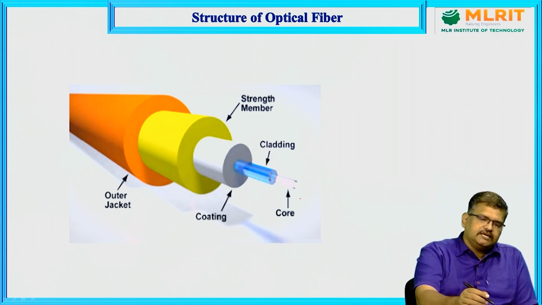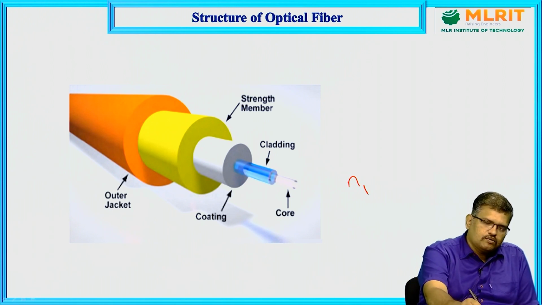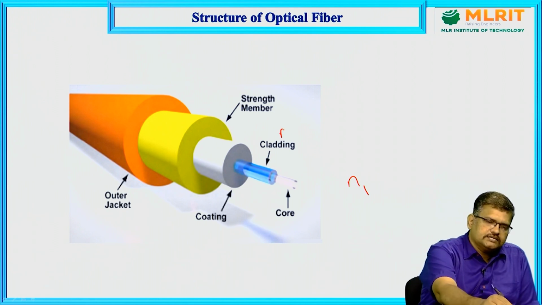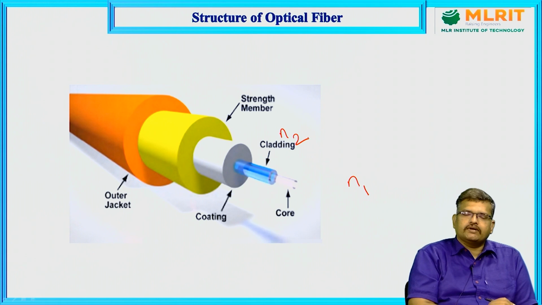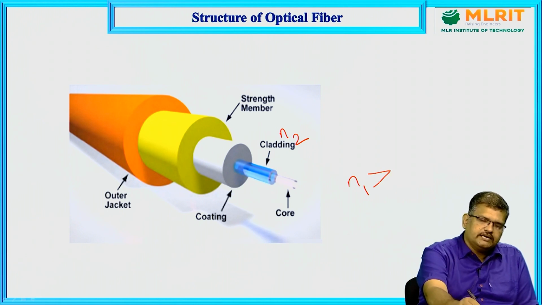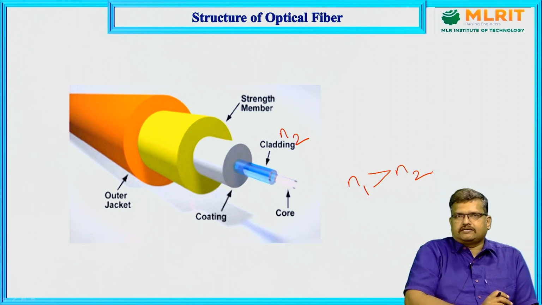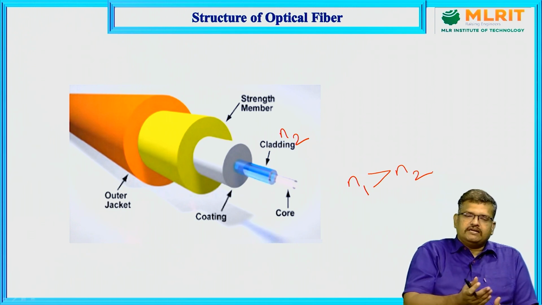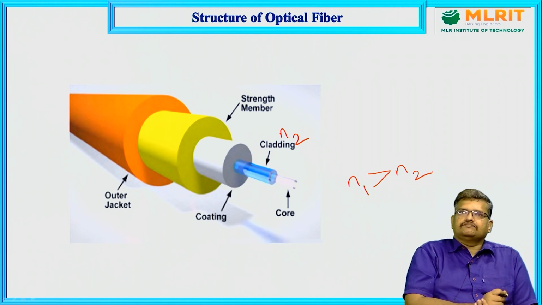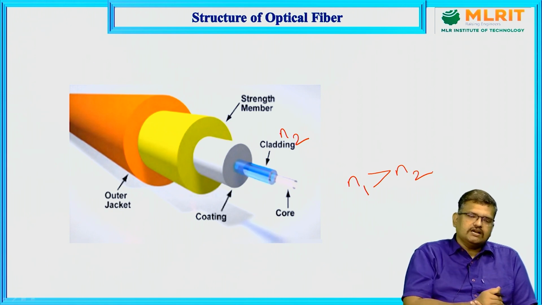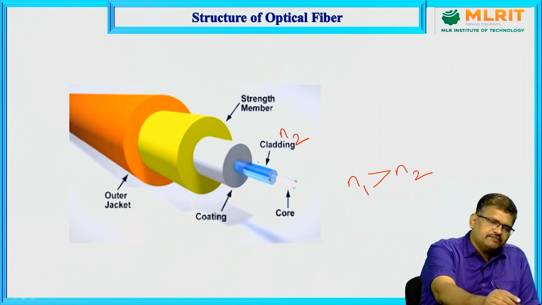Here, n1 is the core refractive index and n2 is the cladding refractive index. Always the core refractive index is greater than the cladding refractive index. Only then can we achieve total internal reflection. If we achieve total internal reflection, our light signal will propagate without any loss. That is the important parameter. Then we can achieve 100% efficiency in the fiber optic system. Surrounding the cladding we have the buffer coating.